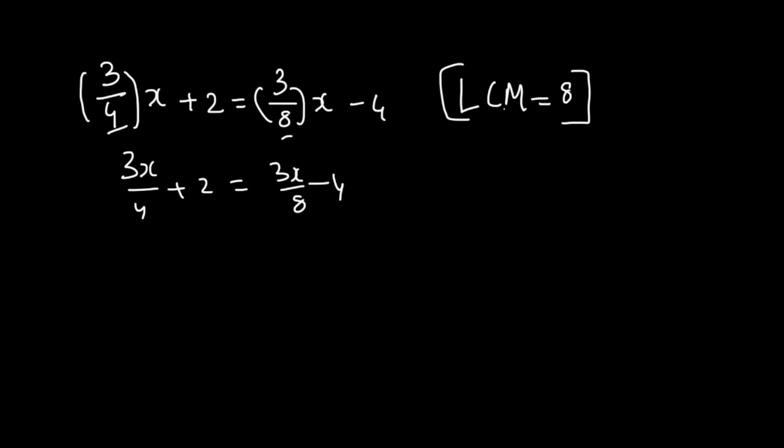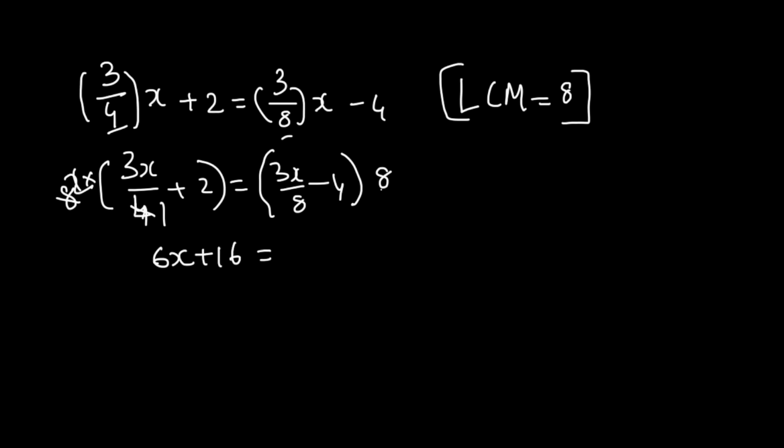So now let's multiply 8 on both sides. If you multiply this, 8 and 4 get simplified, so it is 2 into 3x, so it is 6x, and 8 into 2 is 16, and here the same, 8 and 8 get simplified, so 3x, and 8 into minus 4 you get minus 32.